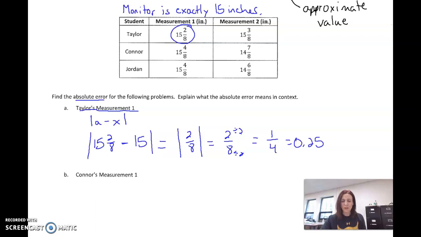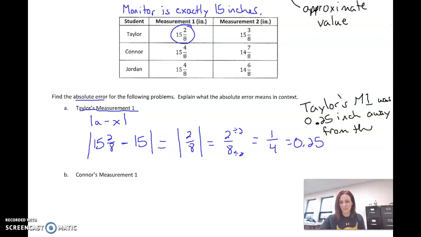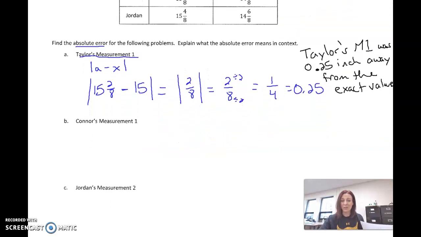If we want to explain what it means in the context of this problem, we could say that Taylor's measurement 1, M1, was 0.25 of an inch away from the exact value. That's how far off she was, or he was, right? Sorry, that's his value there. 1/4 of an inch off, okay?